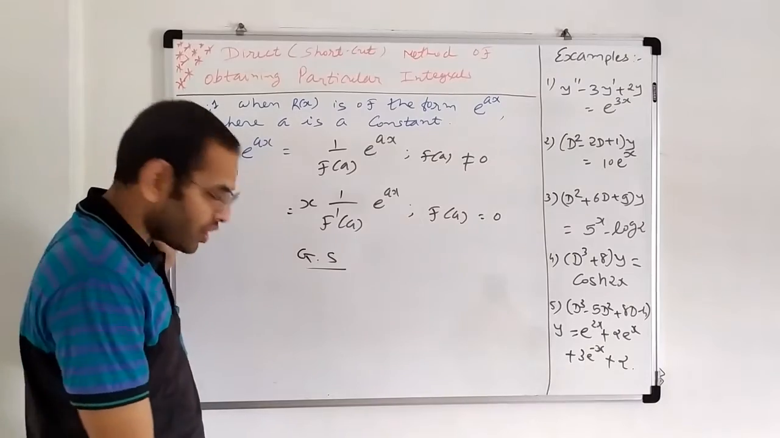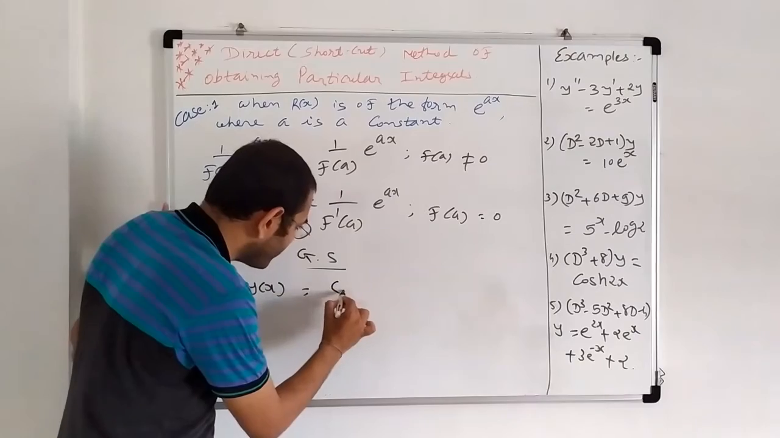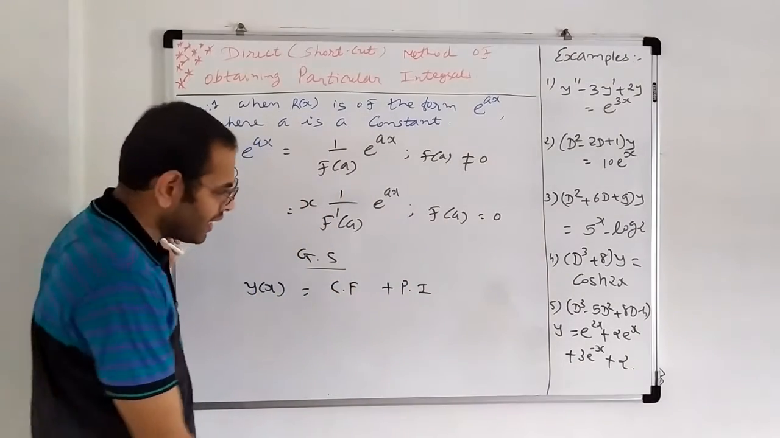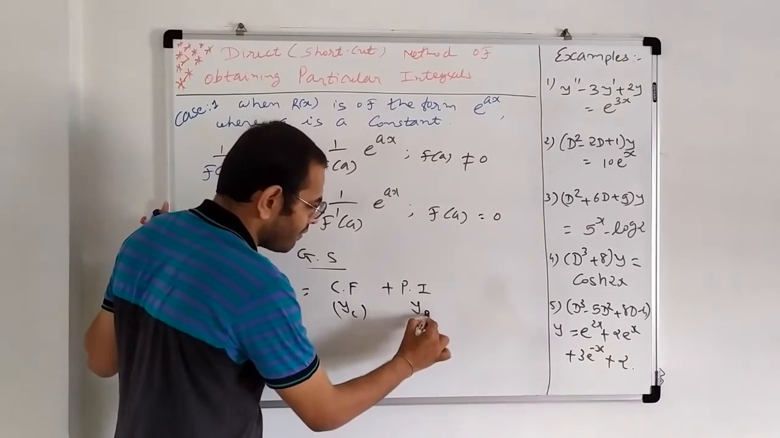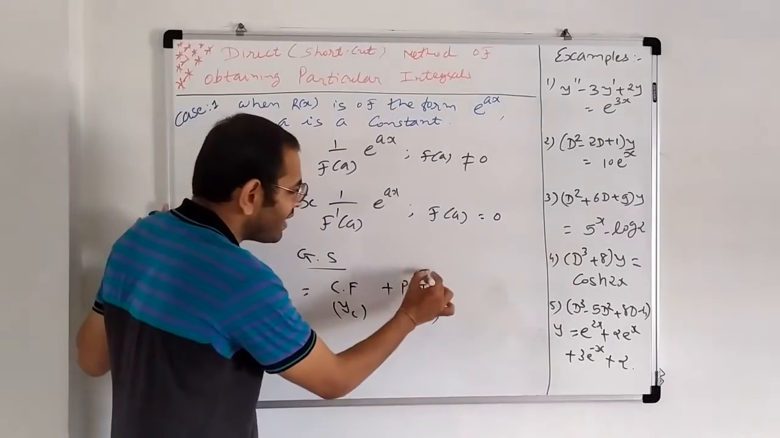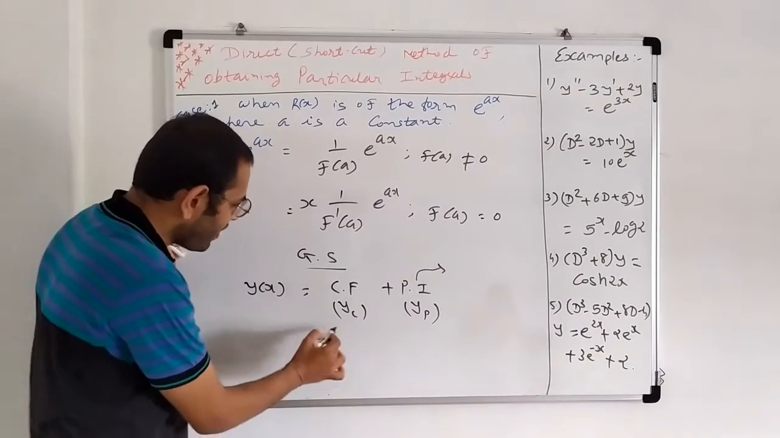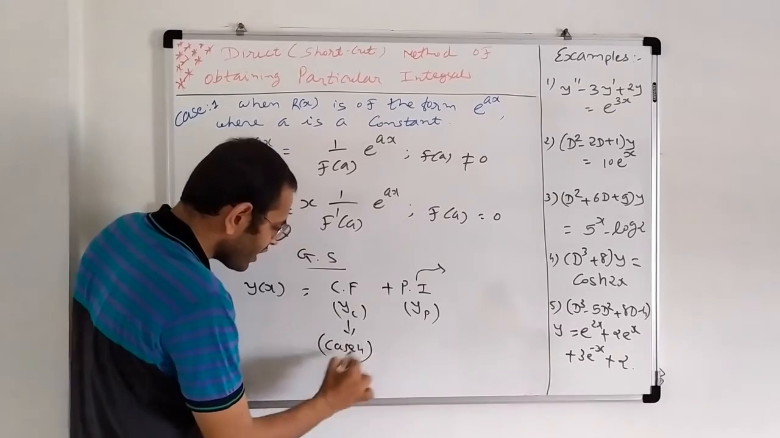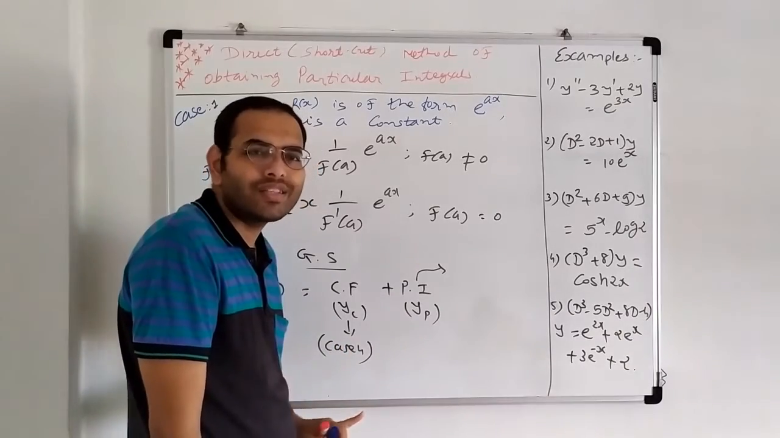GS means general solution. That is a combination of complementary function plus particular integral. Complementary function is indicated by YC and particular integral is indicated by YP. There are various methods to find the particular integral, and we find the complementary function. There are a total of 4 cases which we already learned in the last lecture.